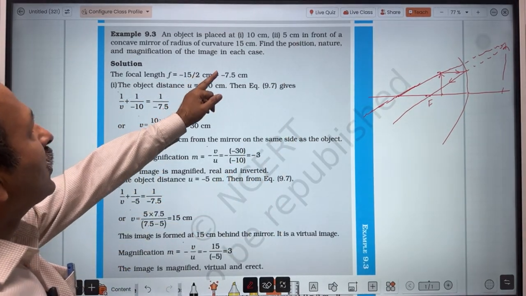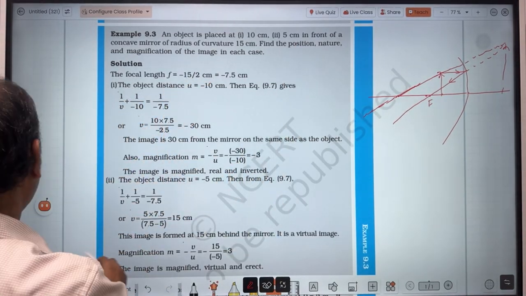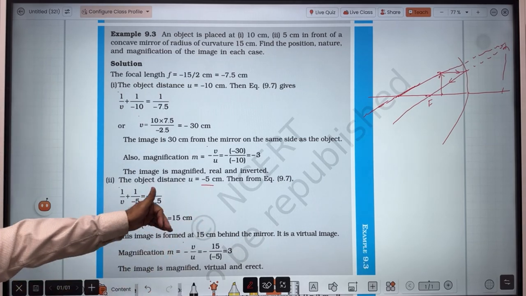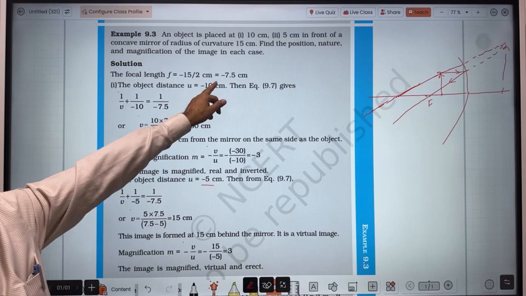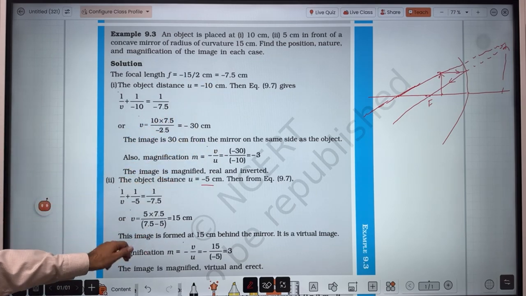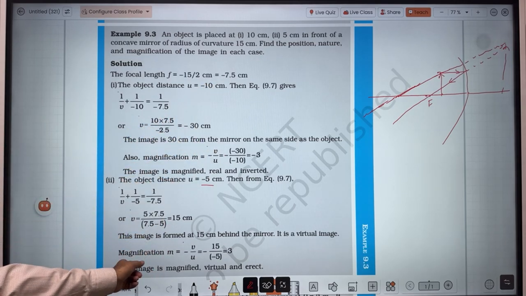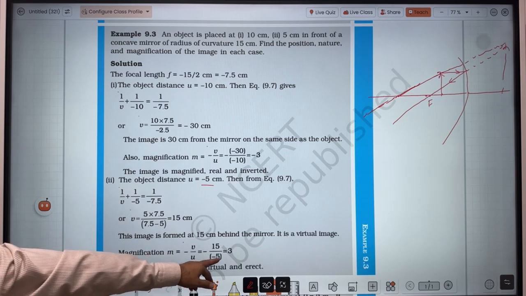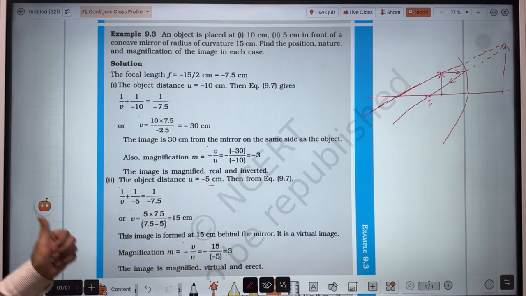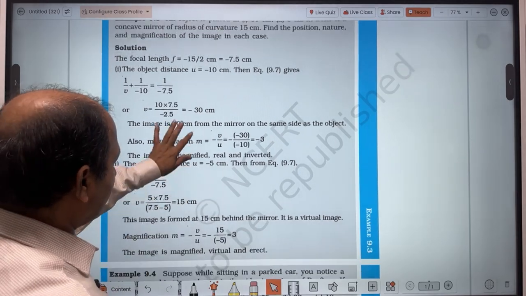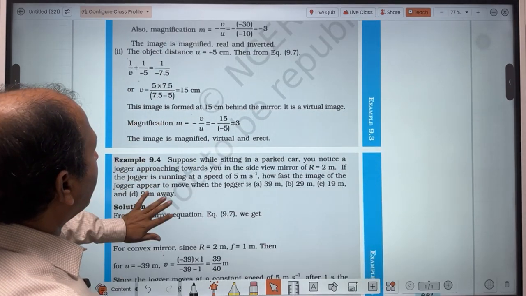In second case, so here we are given U equal to minus 5 centimeter. So we can take U equal to minus 5 centimeter, and F we have already got minus 7.5 centimeter. We put these values, so we will get V equal to 15 centimeter. Then we find magnification. This time it is positive. So what do we conclude? That image is magnified, virtual and erect. Correct? So you have understood it fully.